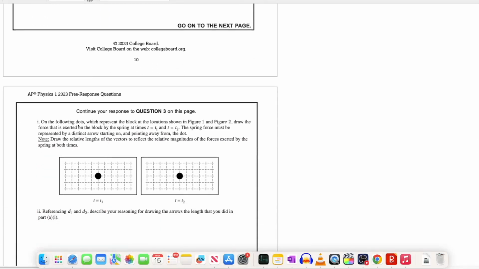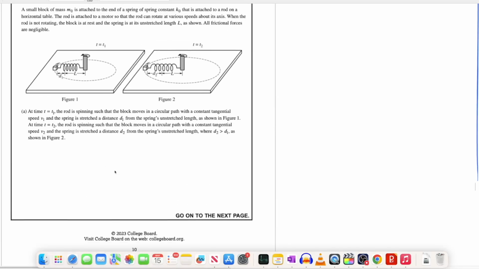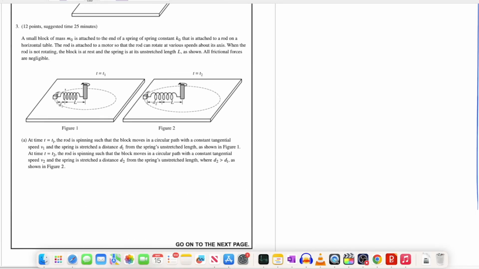On the following dot, which represents the block at location in Figure 1 and Figure 2, draw the force exerted on the block by the spring at times t1 and t2. So we've got to draw the force acting on the block for these two scenarios. For this one, since the block is doing a circular motion with constant speed, the only force, the net force acting on the block, should be the centripetal force.